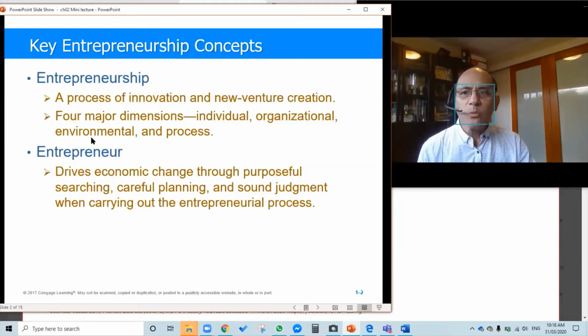But you could also be doing this for the environment. For example, there are many entrepreneurs that work with not-for-profit organizations that try to save the environment, save wildlife, for example. And you're doing it through various new ventures to try to save the environment. So that could be part of being an entrepreneur as well.